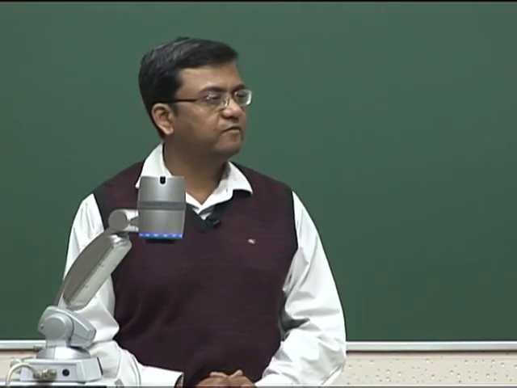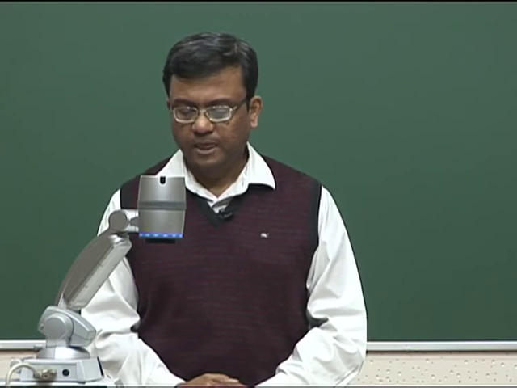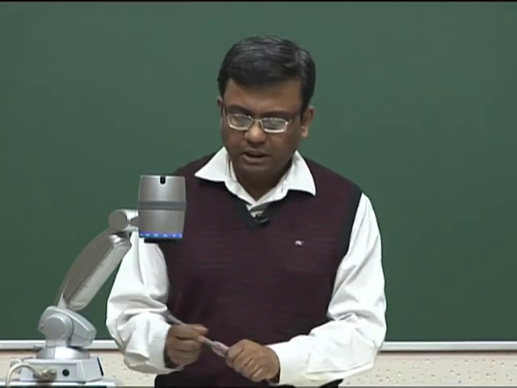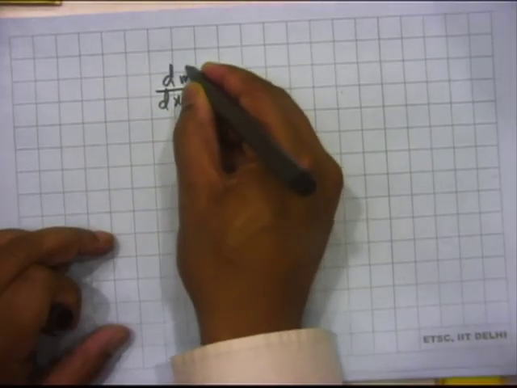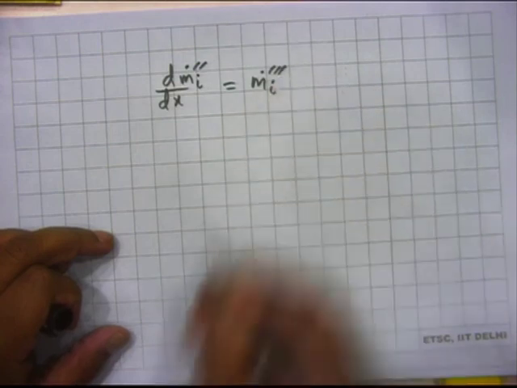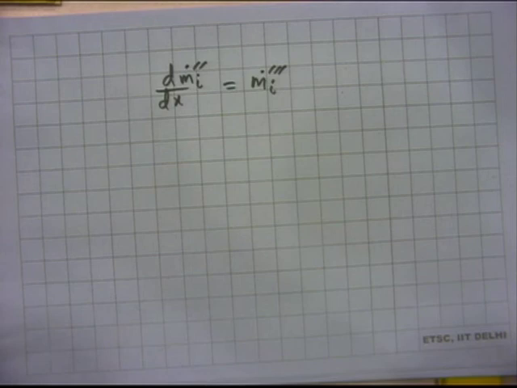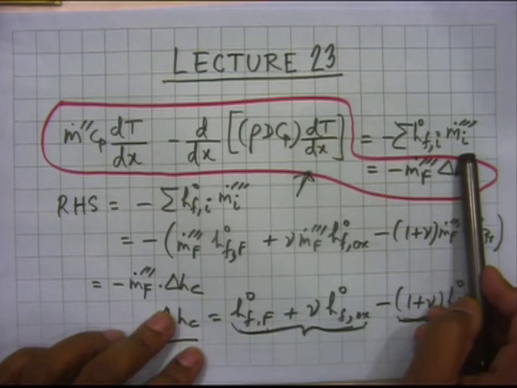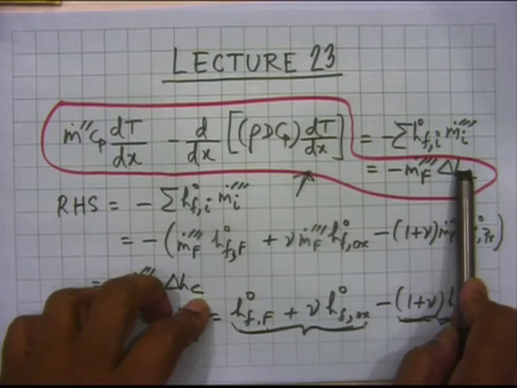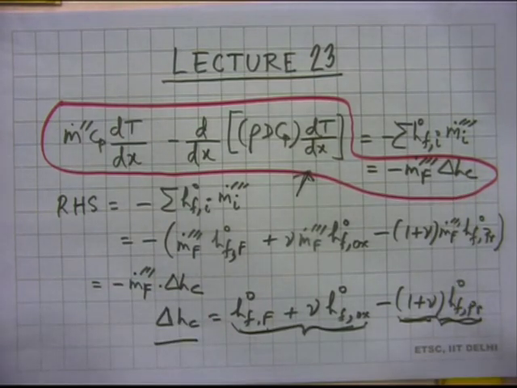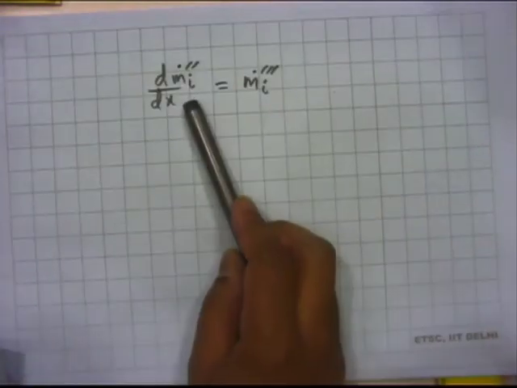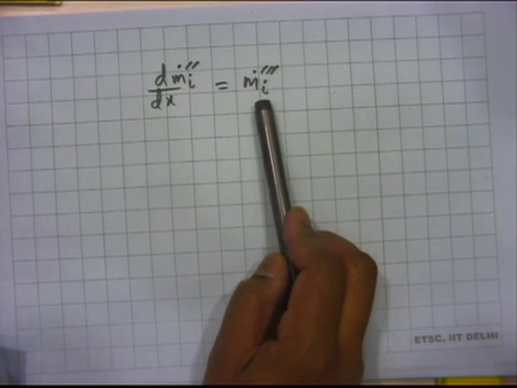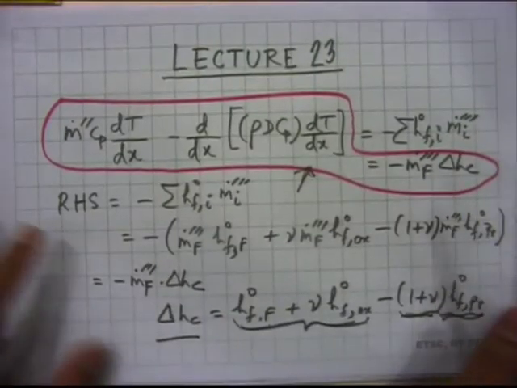Actually, somewhere in the process of deriving the energy conservation equation, we used ddx of m dot I double prime as m dot I triple prime. We must have used that, isn't it? If we didn't use this, then we would not have got an energy equation with an m dot I triple prime. So, this energy equation has already got the species equation embedded in it. The species conservation equation for the ith species is ddx of m dot I double prime equal to m dot I triple prime. We have derived that. So, this has been built into the energy conservation equation.